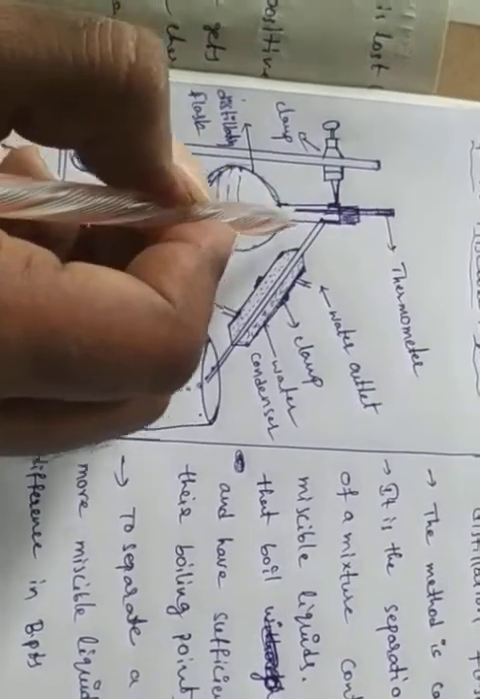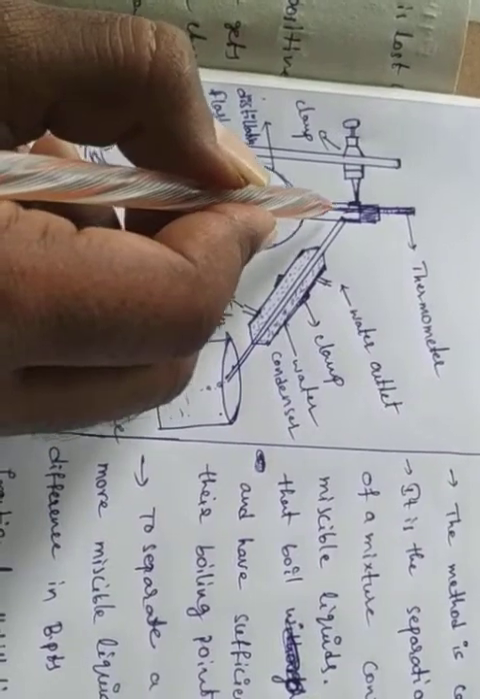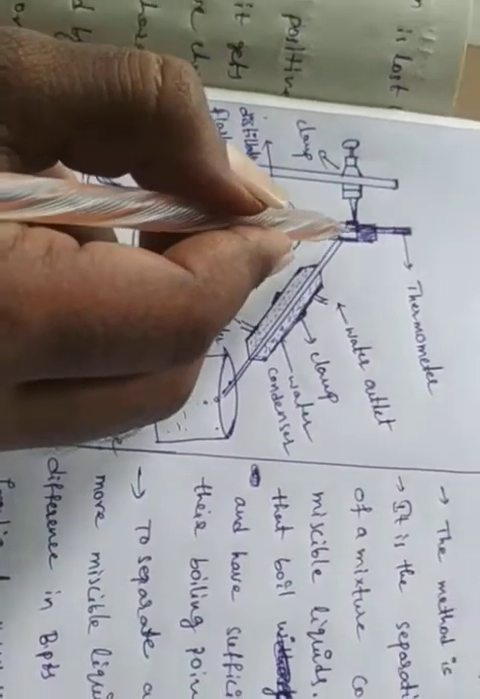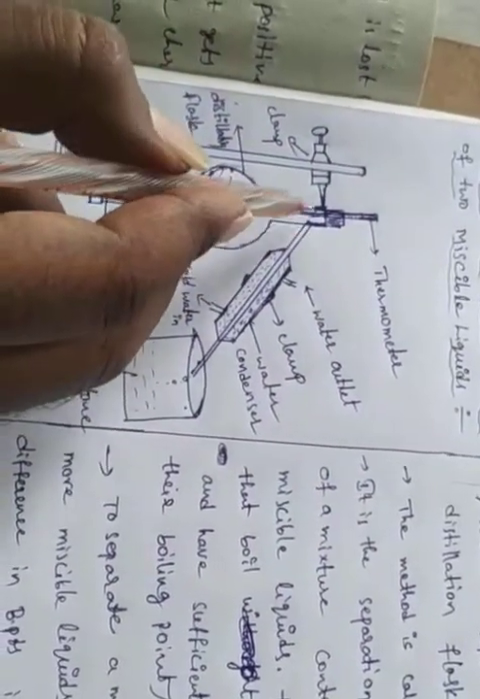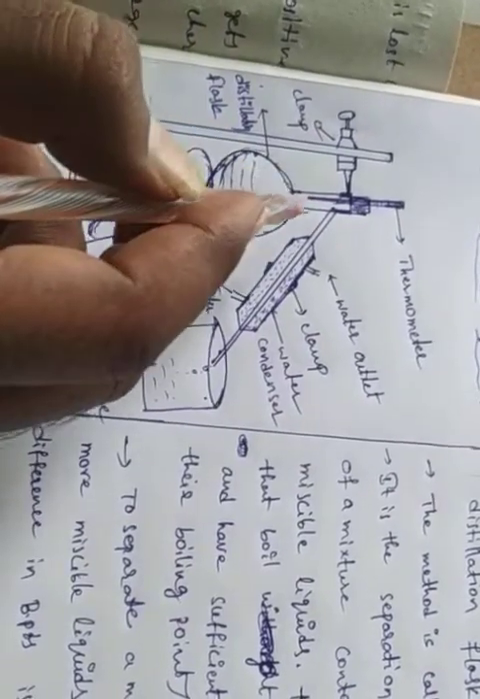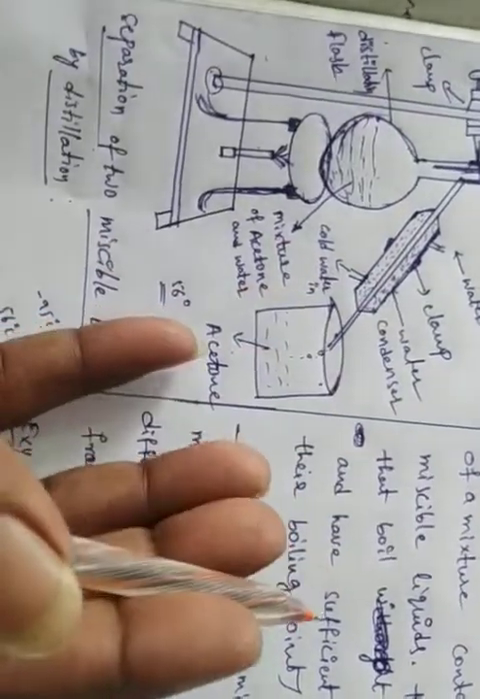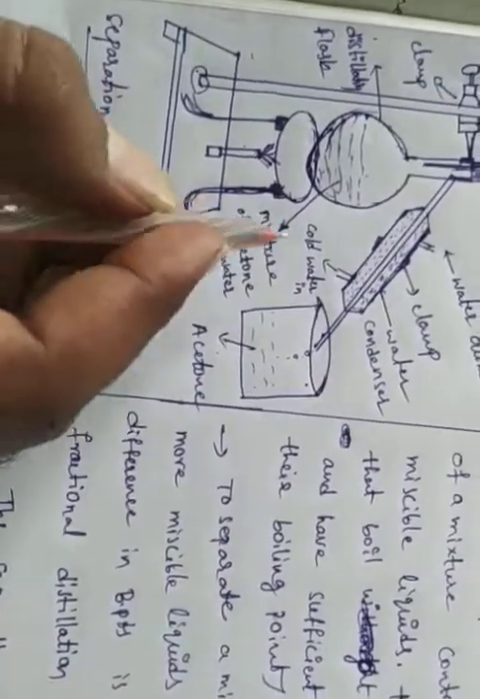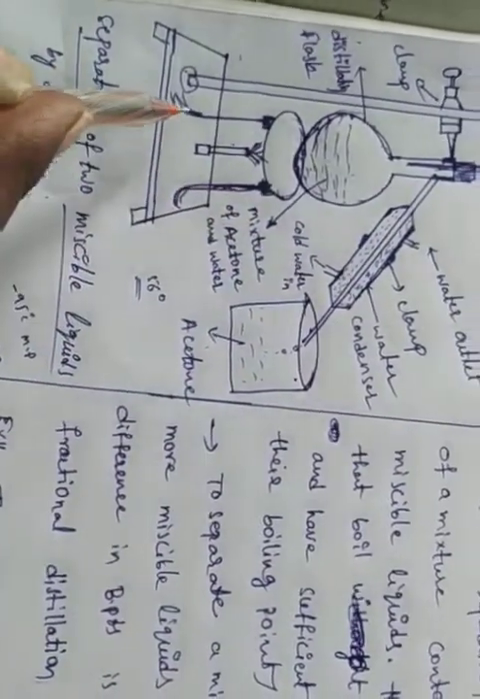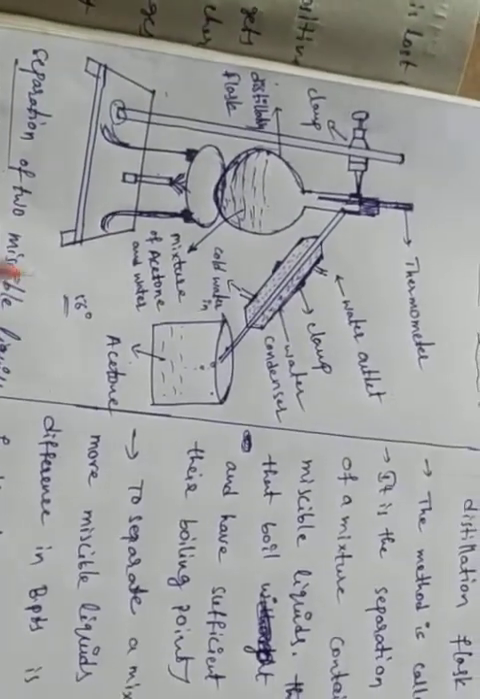When we are heating, we have to observe the thermometer temperature. At 56 degrees Celsius, first acetone will be evaporated. Then after, the remaining is the water. So easily we can separate by this method. This method is called the distillation method.